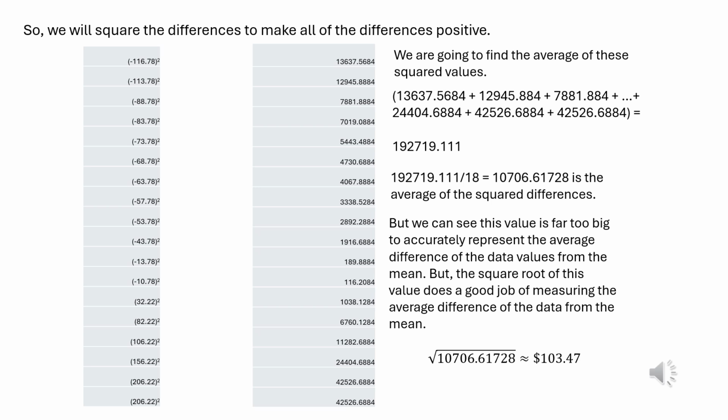What will be more informative, though, is if we were representing our data a little bit better. So we're not going to cancel the squares. We're going to dampen the effect of the squares by taking the square root of that average. So if we take the square root of the 10,706.61728, we get a standard deviation of $103.47. So this is a good measure of how much the different prices differed from the mean of $143.78 that we had gotten earlier.